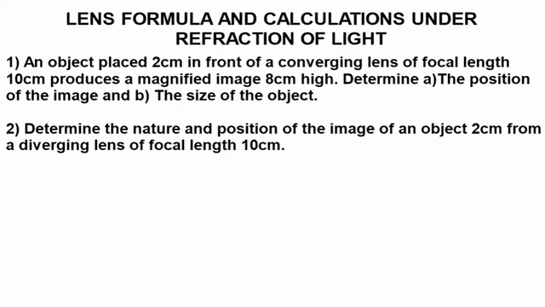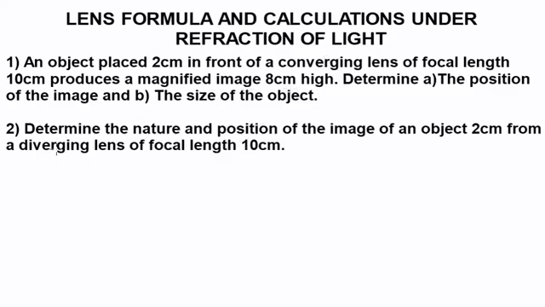Question 1 says an object placed 2 cm in front of a converging lens of focal length 10 cm produces a magnified image 8 cm high. Determine A, the position of the image, B, the size of the image. Note that you can call it either converging lens or convex lens. The two terms mean the same thing.